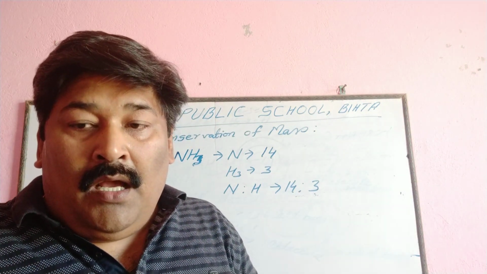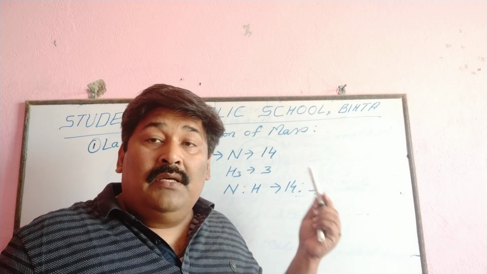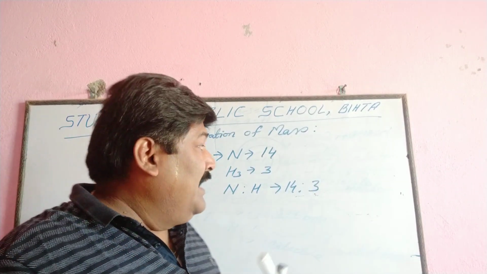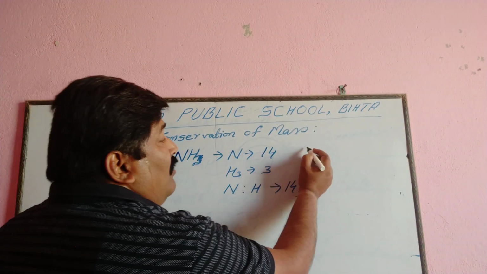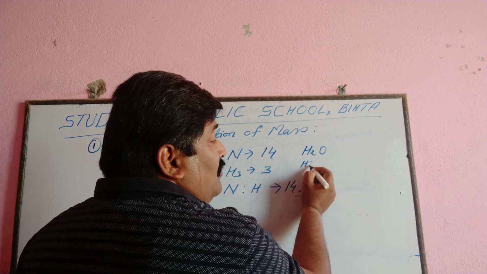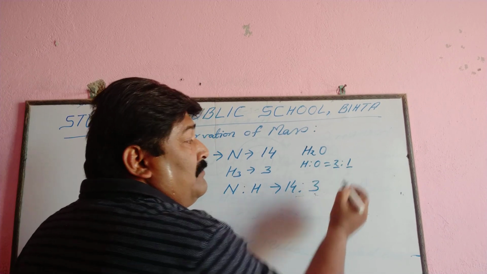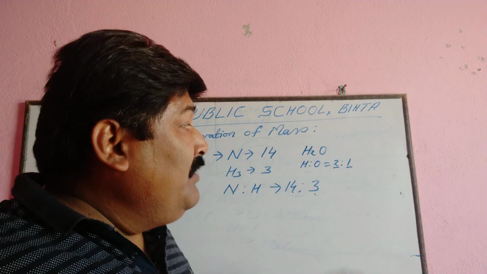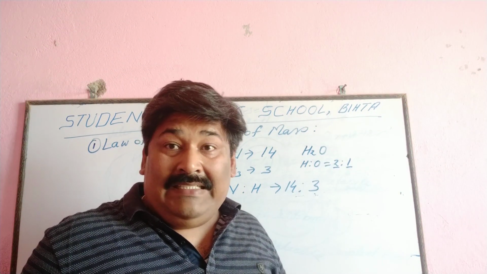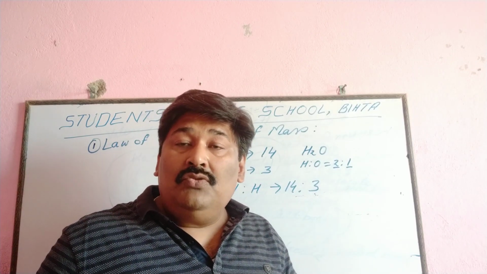Okay? Another important point is they combine in whole number. They combine in always whole number. That means if the formula of water is H2O, the ratio of hydrogen and oxygen atoms is 2 is to 1. 2 hydrogen atom, 1 oxygen atom. We can't take 1 hydrogen and half oxygen. It is never possible.